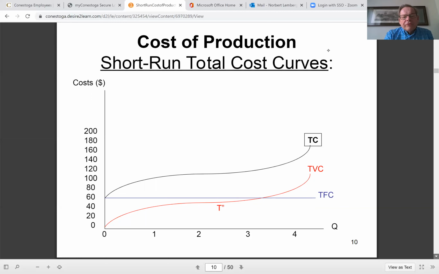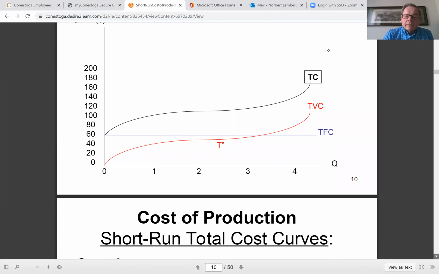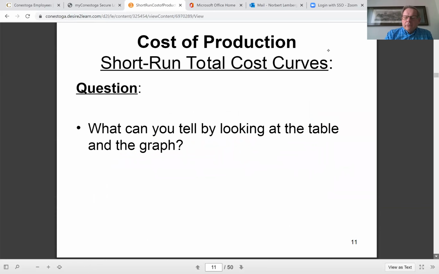Your total cost is nothing but the addition of your total fixed cost plus your total variable costs. The total cost curve takes on the exact same shape as your total variable cost, but 60 units above it. So you're going to add your total fixed cost plus your total variable costs, and you're going to get your total cost. So what can we say? We're going to go into a little more detail here.